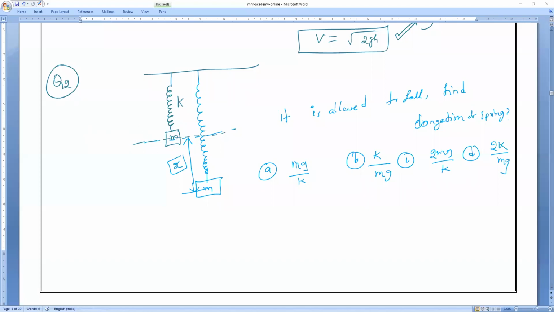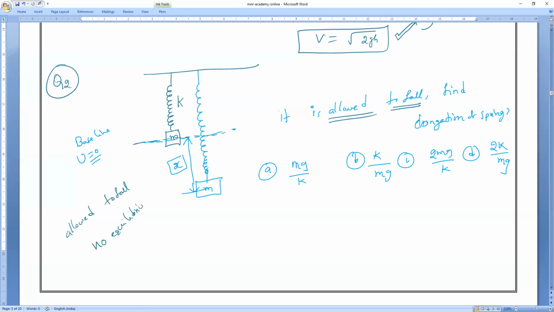When it is just suspended, then this is our baseline. When it is in the baseline, all of you remember, the potential energy is always equal to 0. Now, when the body is in equilibrium, remember, whenever you find the words "allowed to fall", it means the body is not in what?